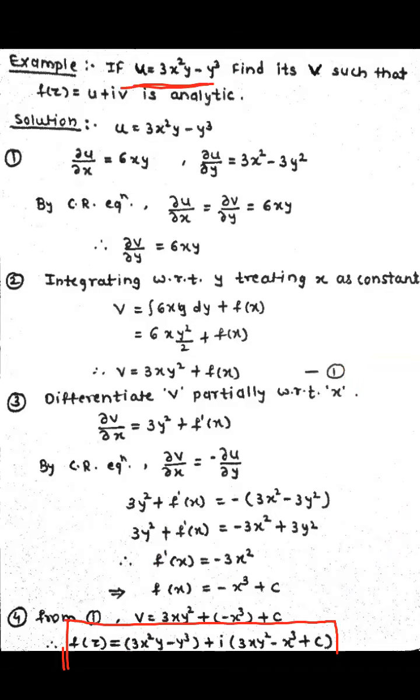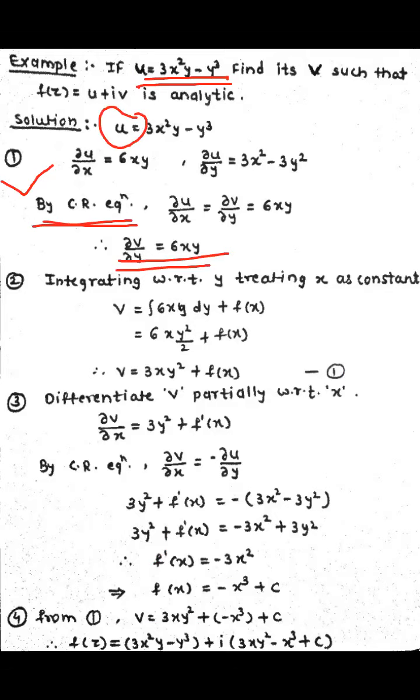So student, here if u is given, then we can follow this procedure. But if the v function is given instead of u, the same procedure we can apply to find u, just by changing u to v. The similar procedure is followed in the first step: differentiate with the help of the CR equation, compare the derivatives, and we obtain the derivative of the required function.